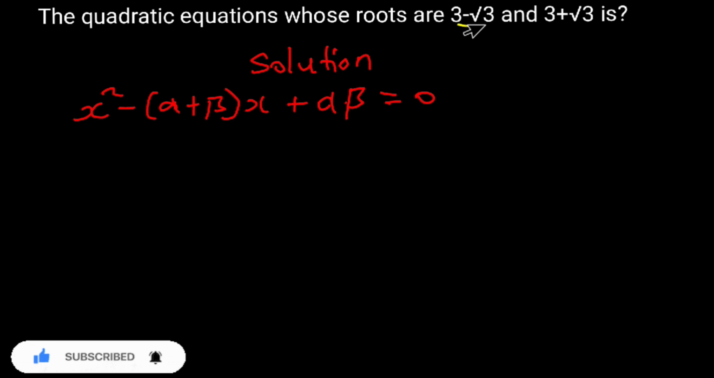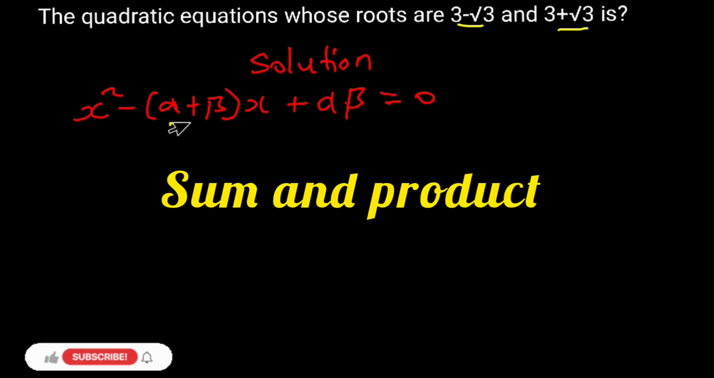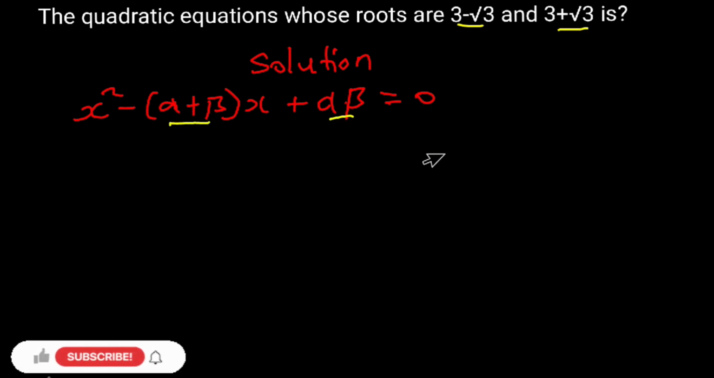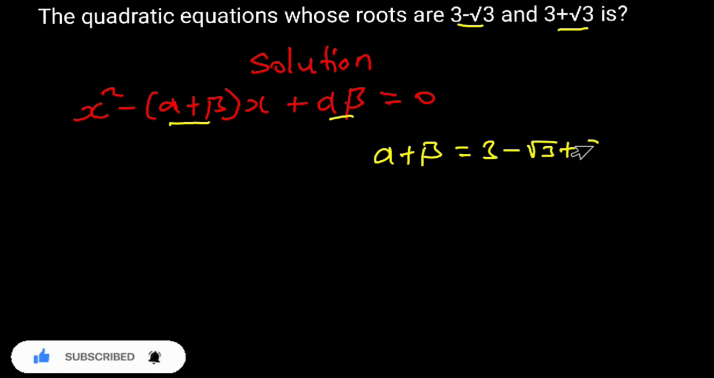So from these two roots we're given, we're going to find the product of the roots and the sum of the roots. Now the sum of the roots, alpha plus beta, is equal to, we're going to add these two roots. So this is 3 minus root 3 plus 3 plus root 3. So 3 plus 3 is equal to 6, minus root 3 plus root 3 is equal to 0. So 6 plus 0 is equal to 6.